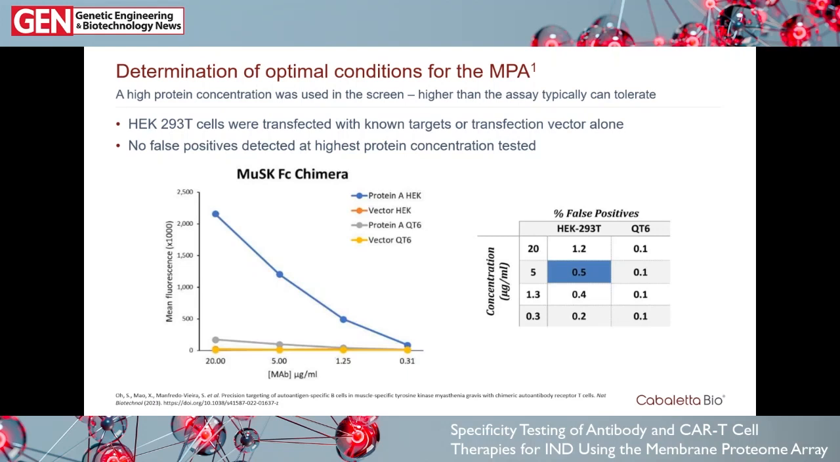If you look at the table on the right, you can see that 5 microgram per mil of the MuSK-FC protein should be utilized for further testing because it also has a very low level of false positive rates, about 0.5%. So we ended up using 5 microgram per mil of the MuSK-FC protein for screening.